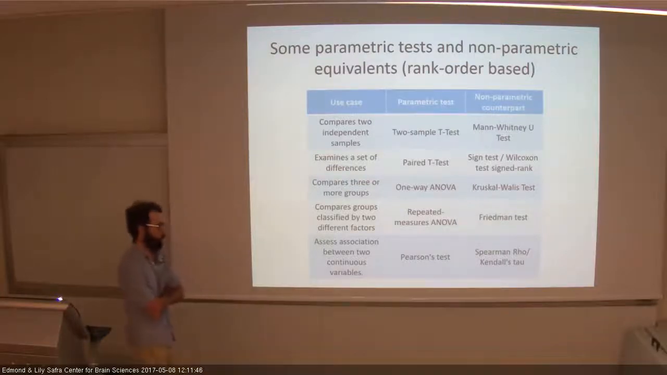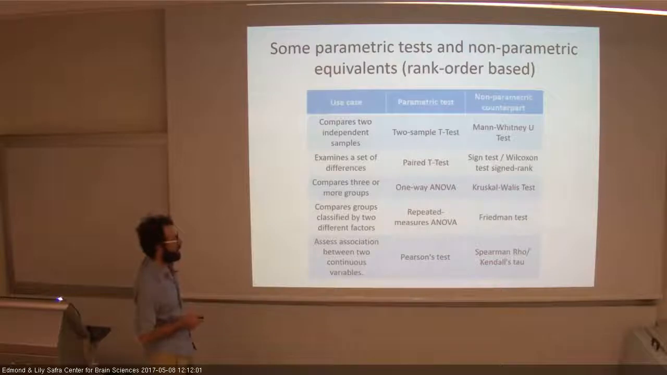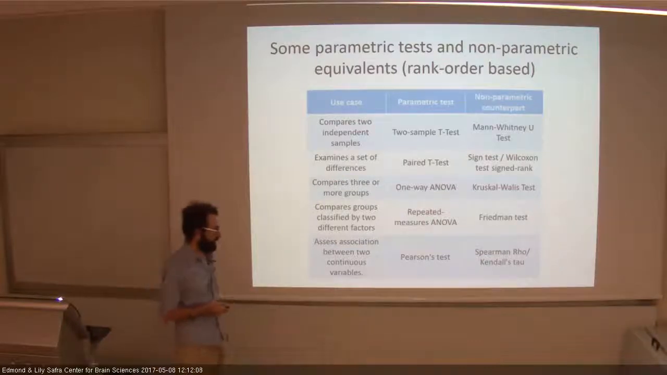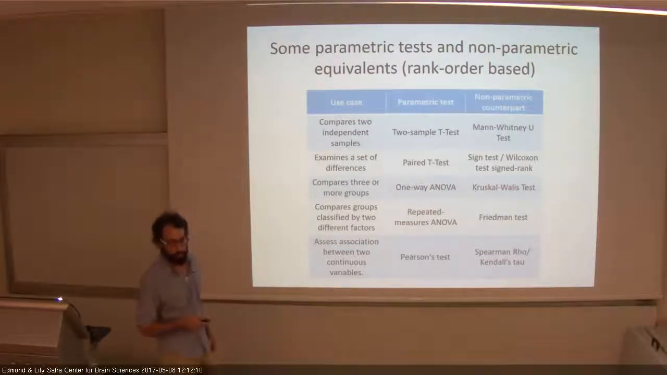For almost but not all parametric tests, there are non-parametric equivalents. So we've seen the Mann-Whitney U, which is equivalent to the two-sample t-test. For a paired t-test, we have a similar test. We can also have a non-parametric rank-based ANOVA, repeated measures ANOVA, and I guess that you all know the difference between Pearson's R and Spearman's rho.